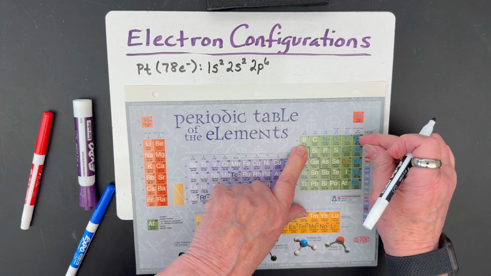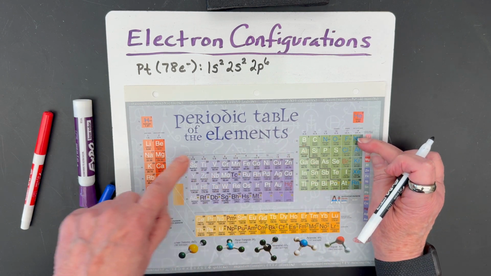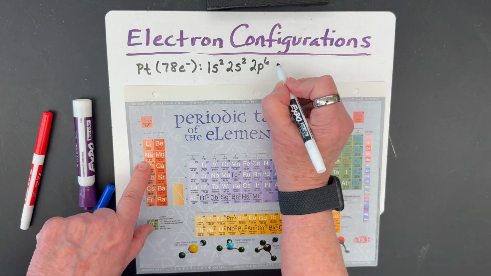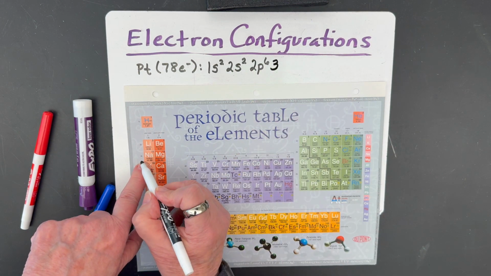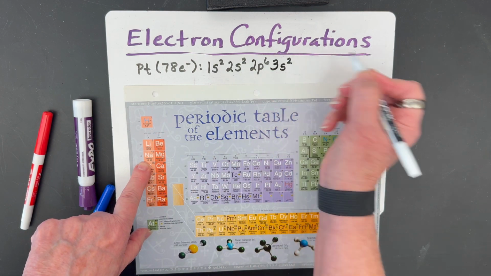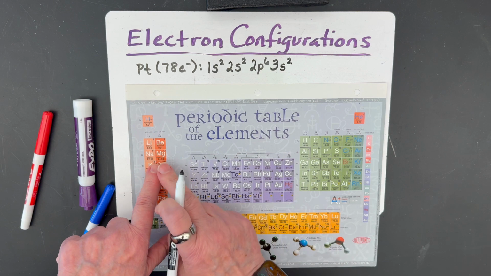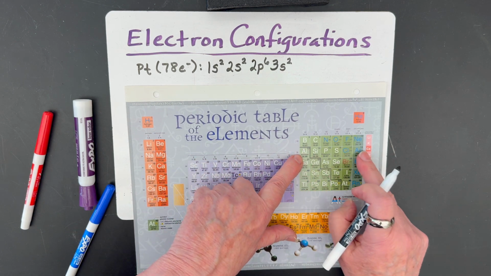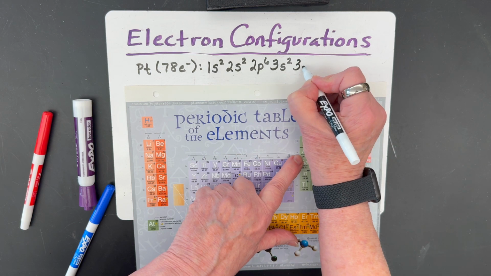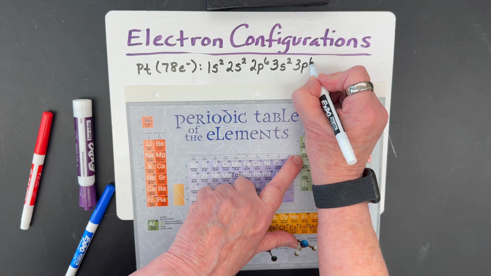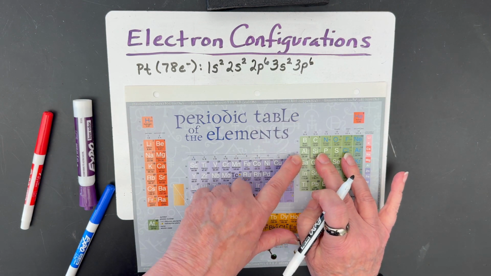Now we're at the edge of our second row, so we have to go down to our third period, or our third row. So we are in row 3, we're in the S block, and we fill that up with 2 electrons. Now we follow this across, and we end up here. This is our still third row, P block, and we can fit 6 electrons into that.